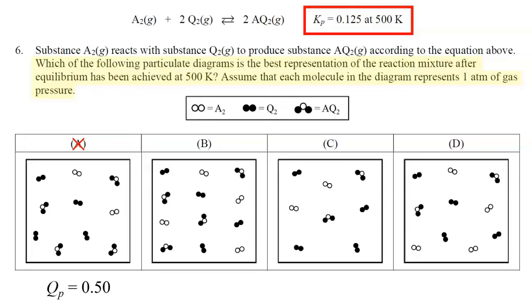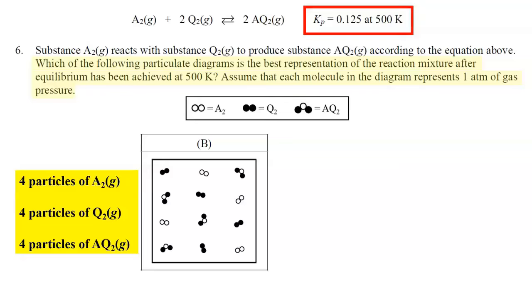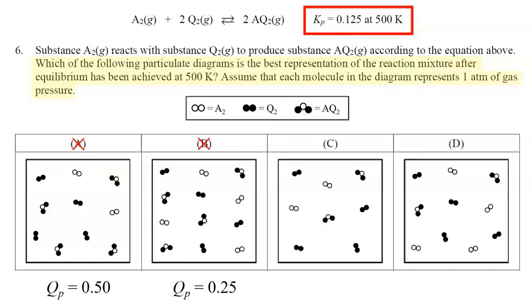Now let's move on to particulate diagram B. So when I count the particles, I can see 4 particles of each substance, and then the math involved would be 4 squared divided by the product of 4 times 4 squared. So when I do that math, I get 0.25, so I can now eliminate choice B.